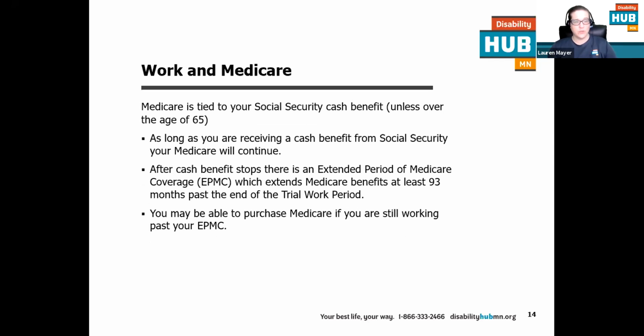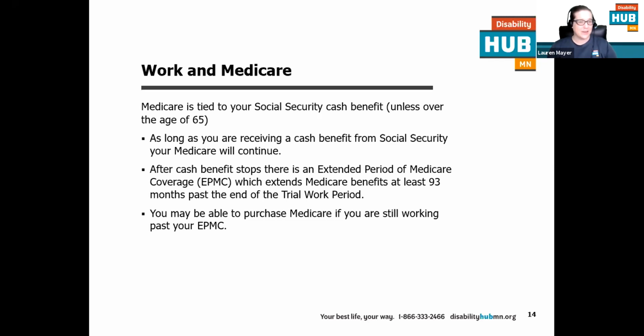So if you do have a cash benefit that stops due to your earnings, there is another work incentive, and it's an extended period of Medicare coverage. So this is going to extend your Medicare past the point of your benefit stopping for at least 93 months past that trial work period. So that's a good 7 years that you're still eligible for Medicare after you've stopped receiving a cash benefit. So Medicare tends to hang around a lot. It's a pretty hardy benefit, I would say. So it's not one that we typically worry about losing.